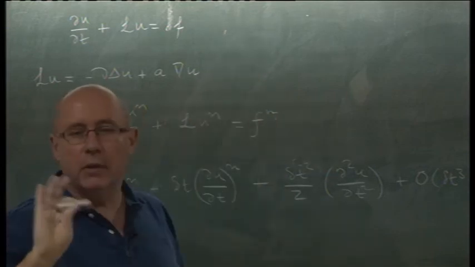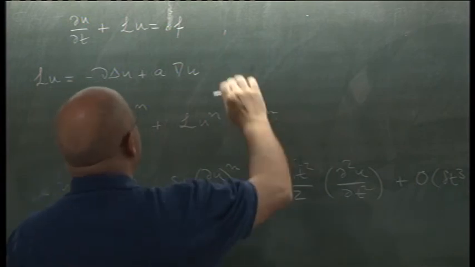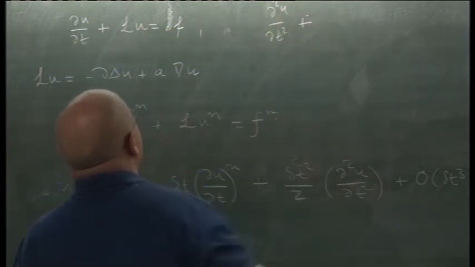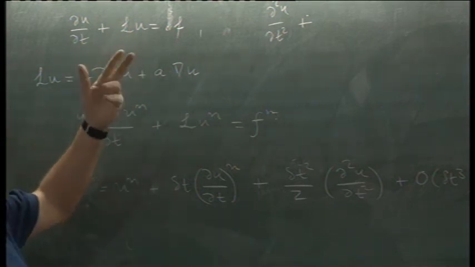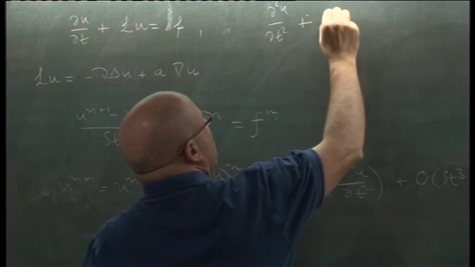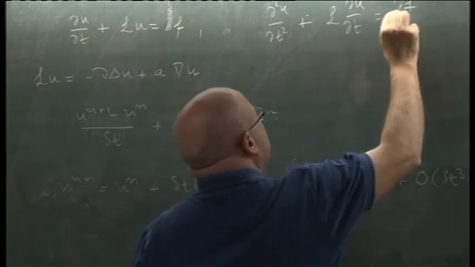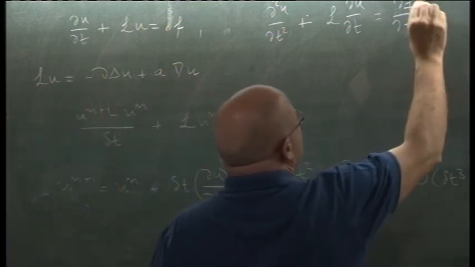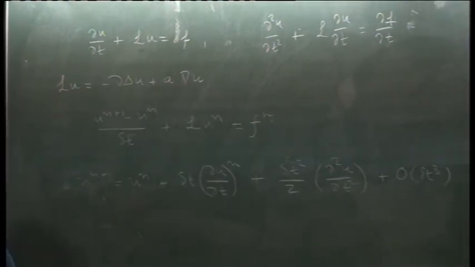I mean, don't ask me about regularity. Don't ask me about rigor. Okay? I just take the second derivative of this. So the second derivative of u with respect to t twice plus... And I will also assume that time differentiation and the operators in the operator L commute. So I will have L of the time derivative of u equals the time derivative of f with respect to time.